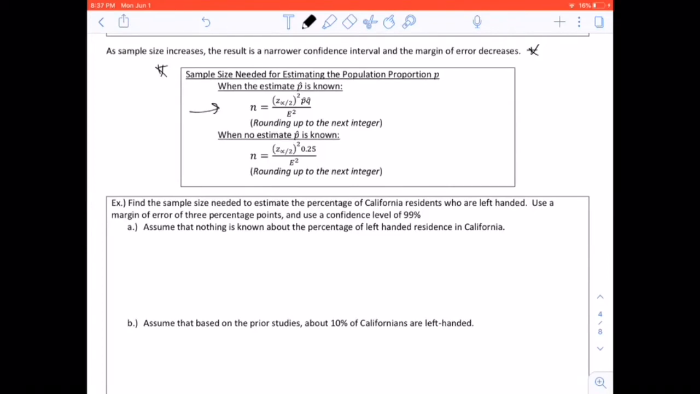times p hat times q hat, all divided by e squared. And it says rounding up to the next integer. So you need to round up always to the next integer. So p hat we know is our point estimate, and q hat is found by doing 1 minus p hat. And then also the value of z alpha over 2 is from that table at the very beginning of the notes, or you can calculate it by hand if it is something different than 90, 95, or 99%.